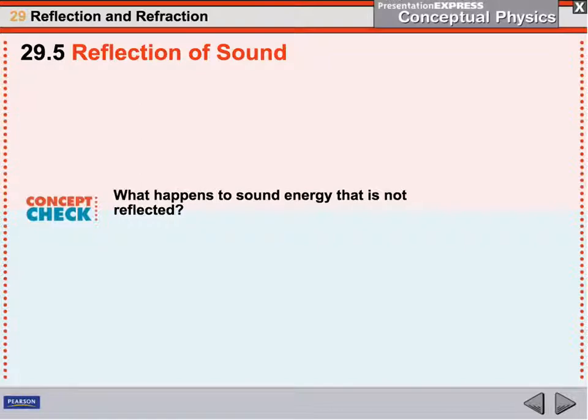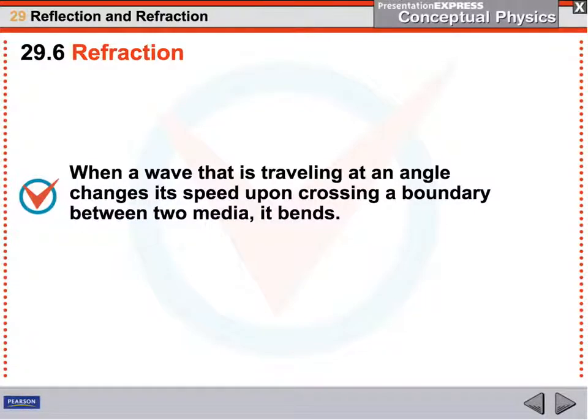What happens to sound energy that is not reflected? When a wave that is traveling at an angle changes its speed upon crossing a boundary between two media, it bends.